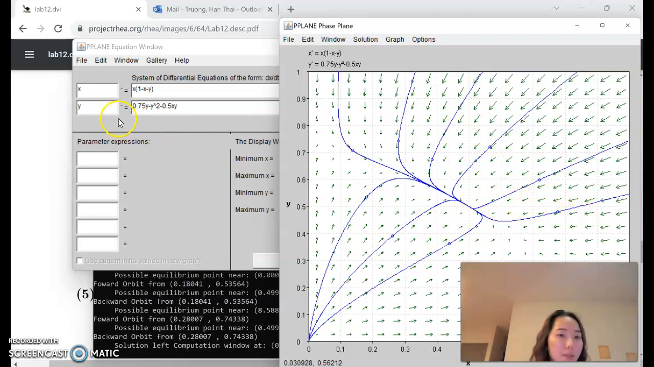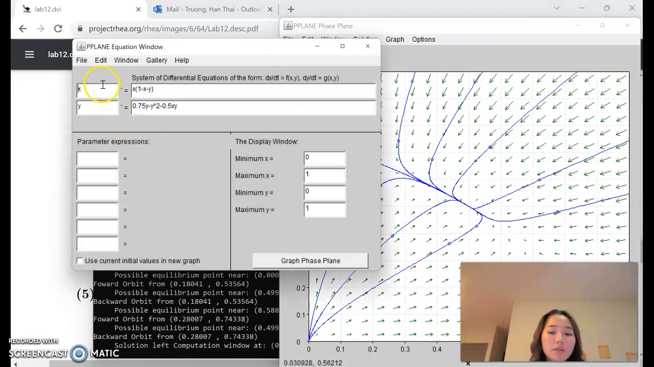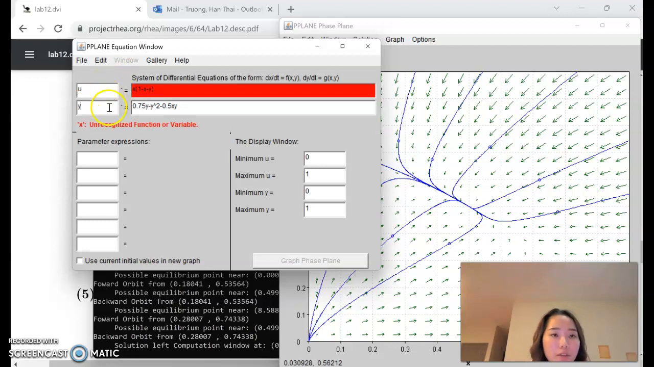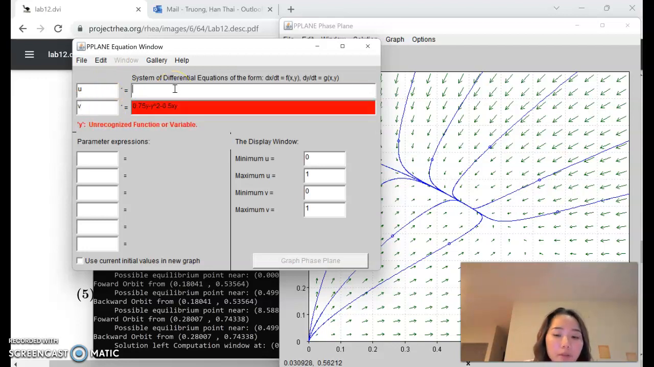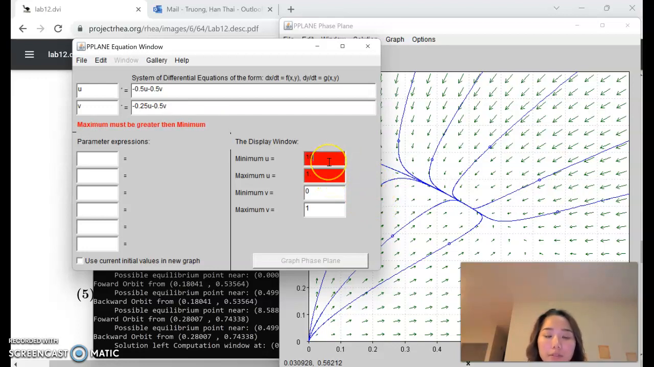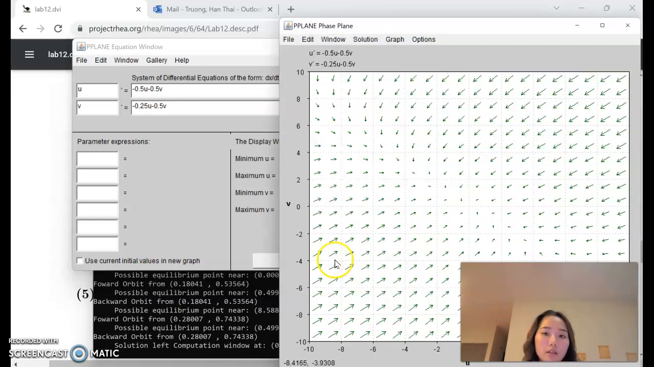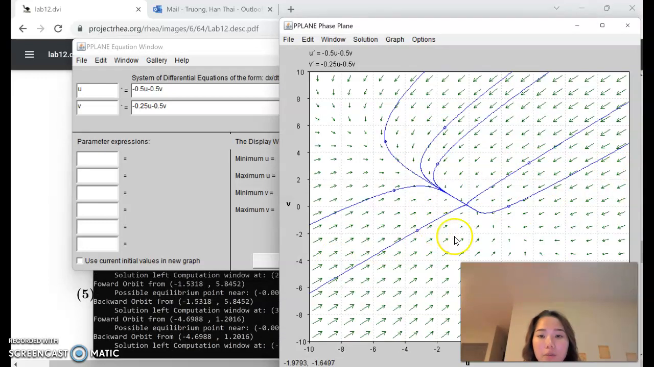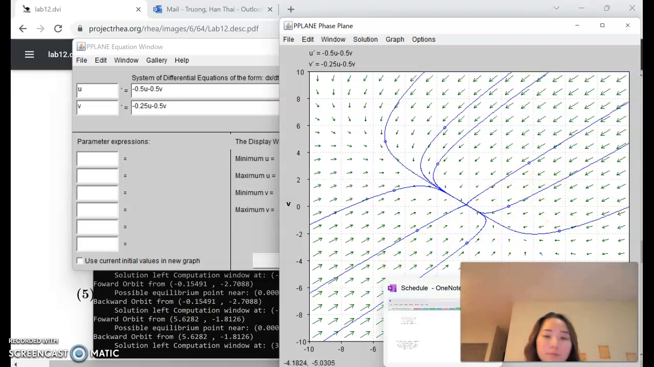And another for B star. We're going to plot u and v instead of x and y this time. So u prime equals 0.5u minus 0.5v, and v prime is negative 0.25u minus 0.5v. This is from negative 10 to 10. And plot a few plots.